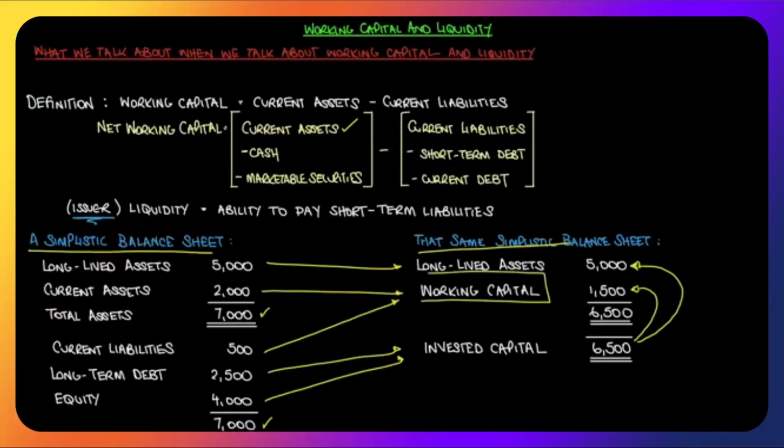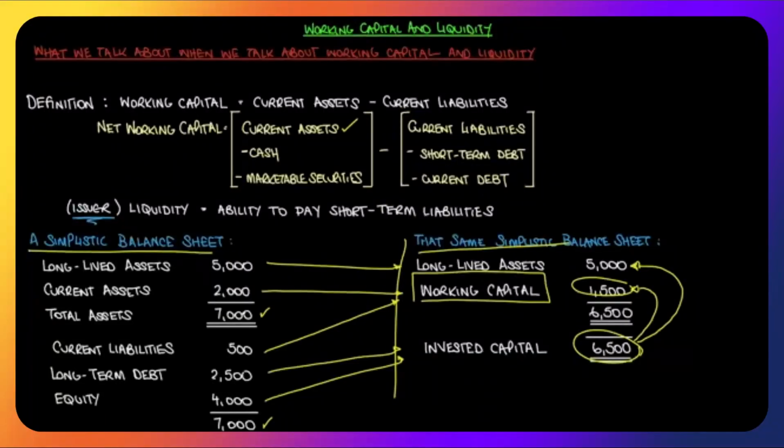Working capital costs you money. And you can see that from this simplistic balance sheet. We've had to raise capital of 6.5. 1,500 of that is sat there, tied up in working capital, costing you money. 5,000 of it is invested in long-lived assets, generating revenue.